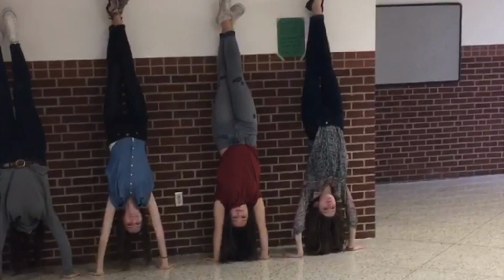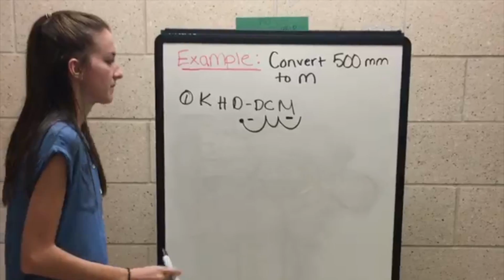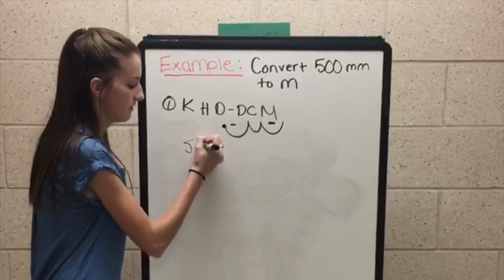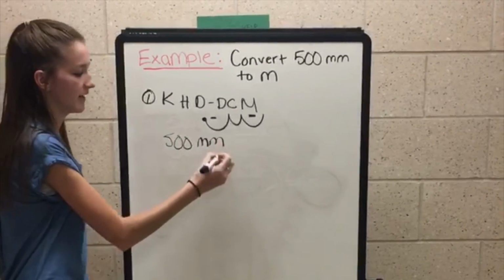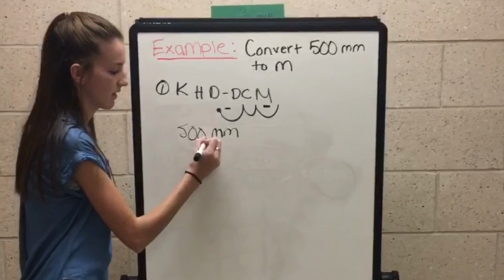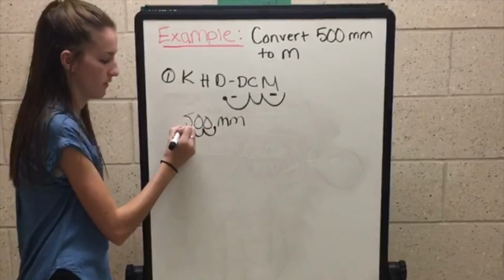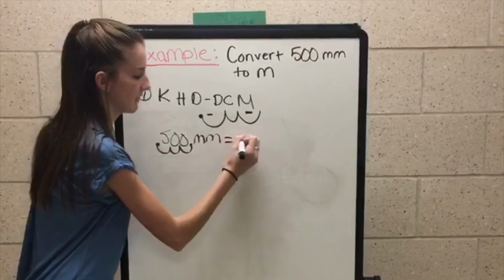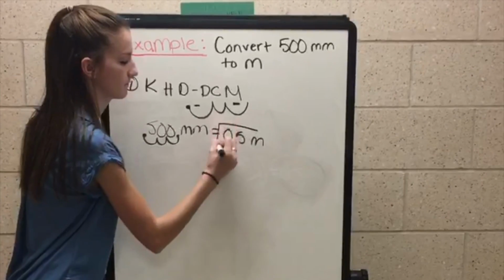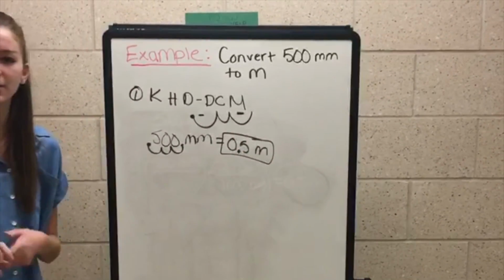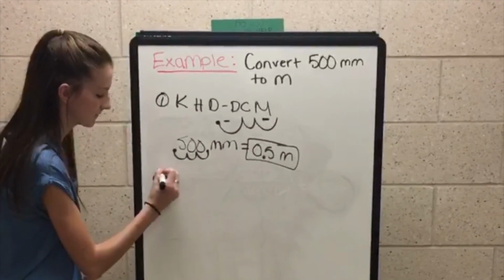Now let's look at some example problems. If we're given 500 millimeters, then you move the decimal 3 places to the left, so 1, 2, 3, and that's going to give you 0.5 meters.